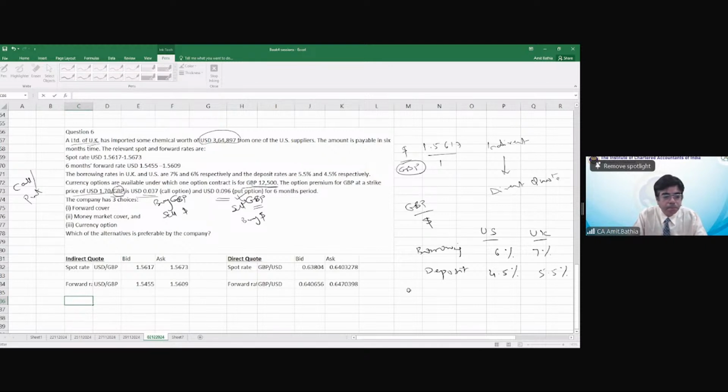So what will be my first option? First option is forward cover. So how much will be my outflow or amount payable? Outflow in what is my home currency? My home currency is GBP. I am a firm in UK, remember? So how much is going to be the outflow for me? I need to arrange for how much?